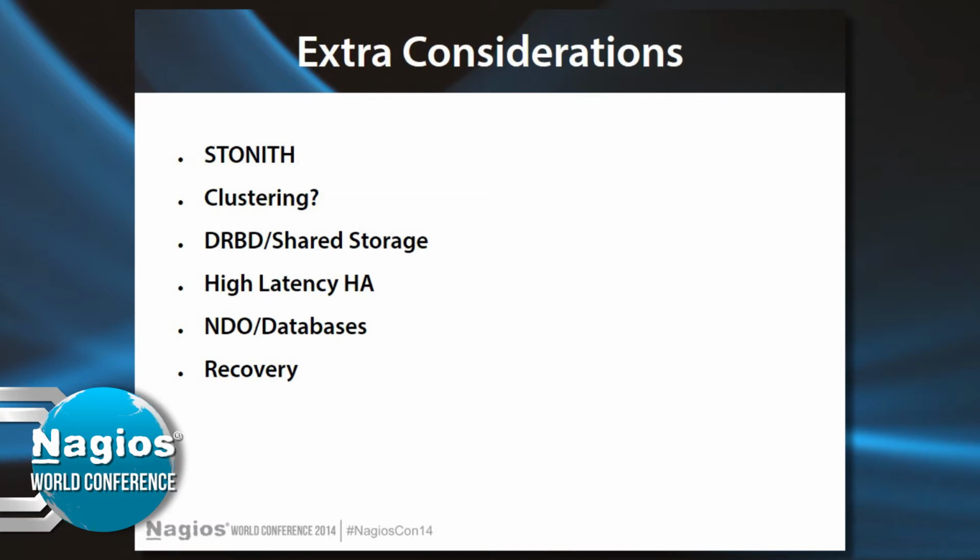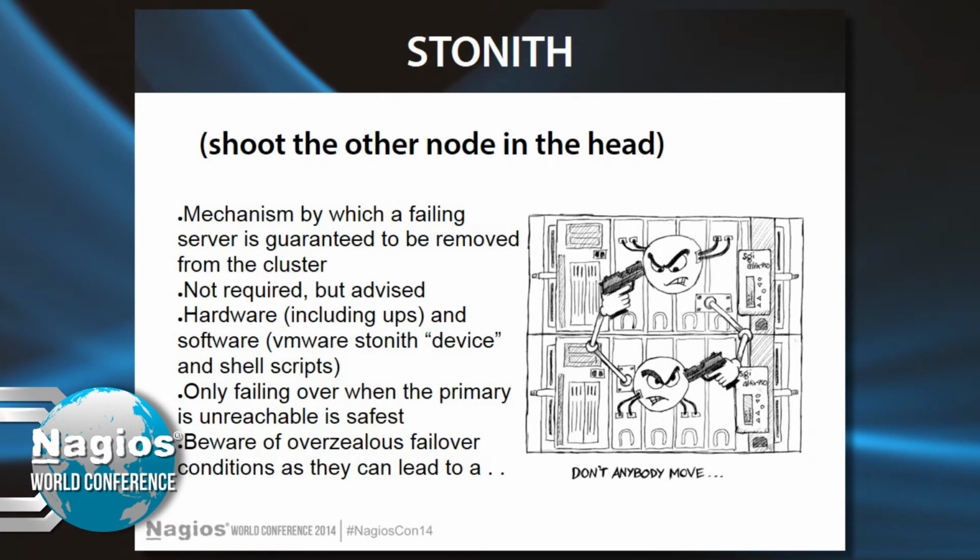We're going to talk a little bit about STONITH and clustering. Embedded somewhere in the clustering talk, we're going to talk a little bit about fencing too. Then we'll move on to some extra notes about DRBD, your shared storage, high latency HA with DRBD Proxy, and what you're going to do about recovering from a failure, recovering from your failover situation, and then we'll move a little bit into further disaster recovery.